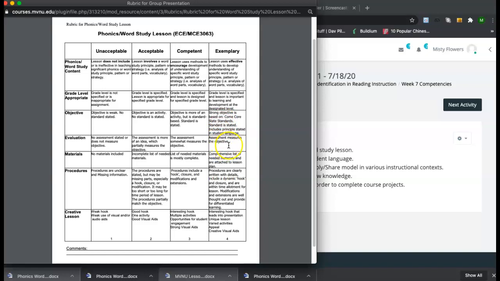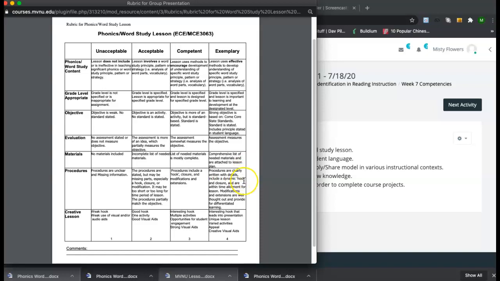To be exemplary, you need a comprehensive list of needed materials and attach them when you submit your plan. And if you're reading a literature book, please make sure you include the title and the author of the book. Don't just say, I will read a children's literature book. No, I want specifics, details.